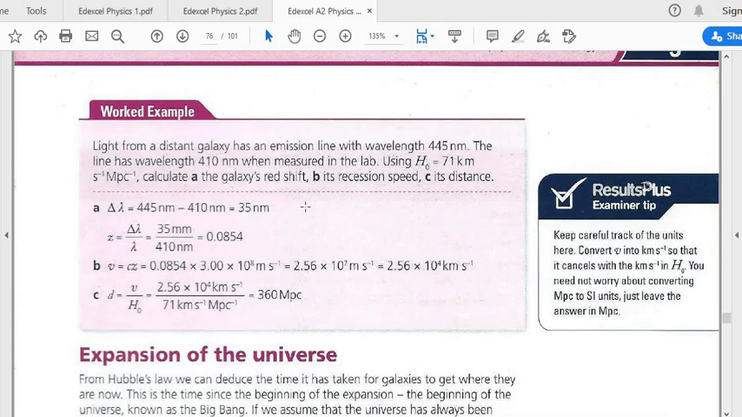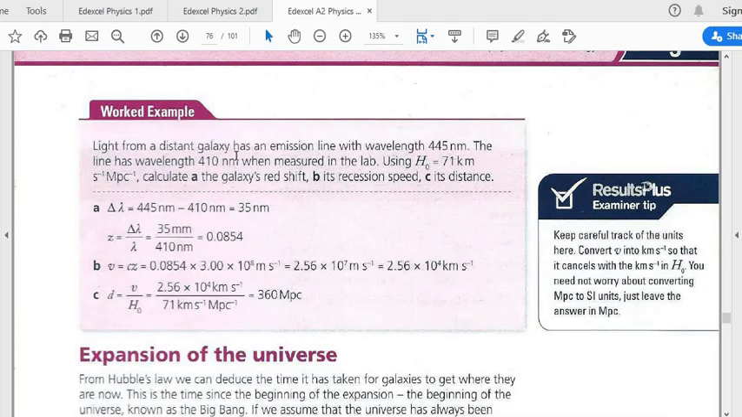Delta lambda is the change in wavelength, that is the difference between the observed wavelength and the original wavelength. The line has wavelength 410 nanometers when measured in the lab. So this is the original wavelength, 410, but what is observed is 445. You can see the observed wavelength is greater than the original wavelength, meaning it is a redshift. If the observed wavelength is longer than the original, you can imagine the wave is stretched, so it shifts towards the red side, ROYGBIV. In the spectrum of white light, red has a longer wavelength. Blue, violet, indigo have shorter wavelengths compared to red. So if it's a blue shift, the wavelength should decrease.